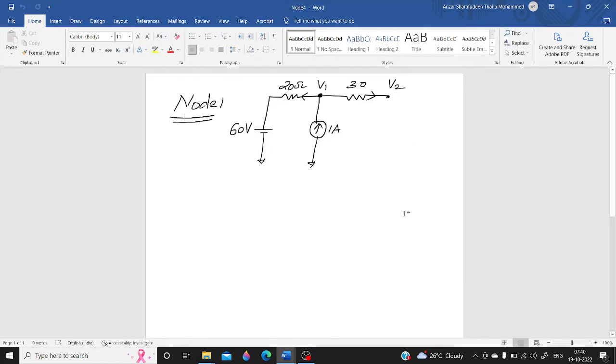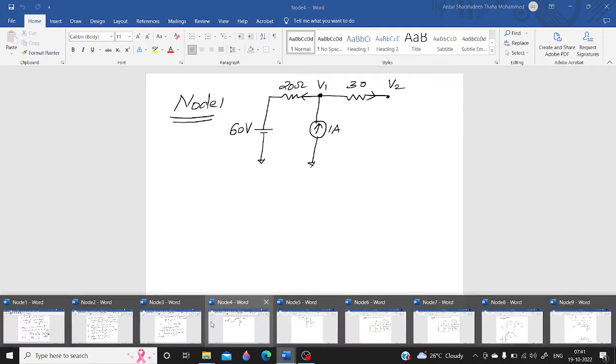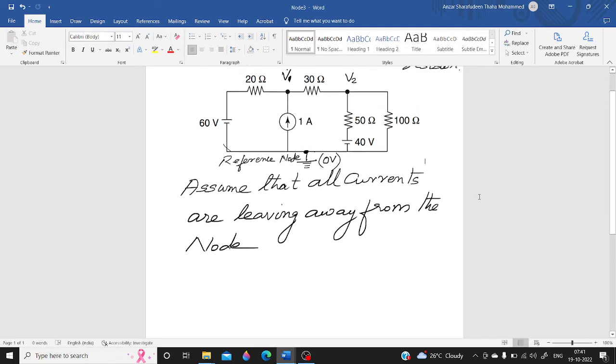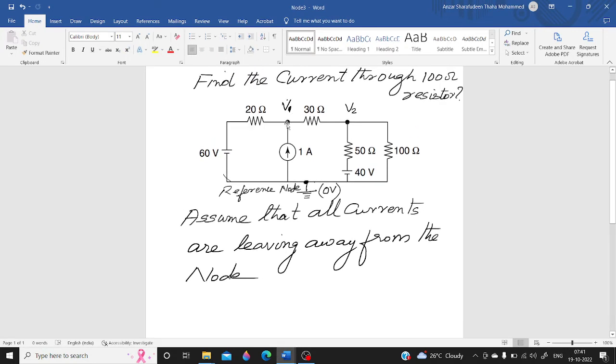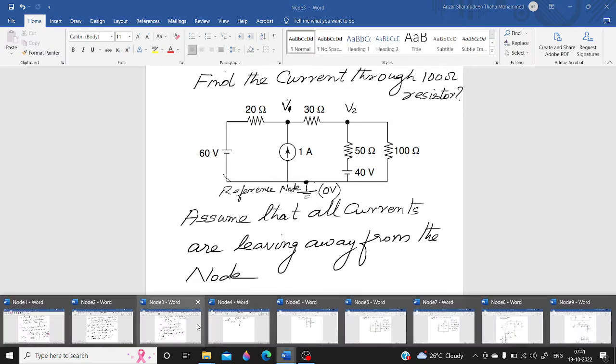Now, I have redrawn the first node. This is the first node V1, and the branches associated with this are 60 volt with 20 ohm, 1 ampere, and a 30 ohm resistor. Okay, the same circuit that we have seen here. I have redrawn the branches with the first node alone. And this voltage is V2. I have redrawn that circuit for simplicity.